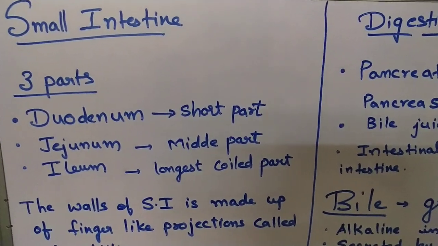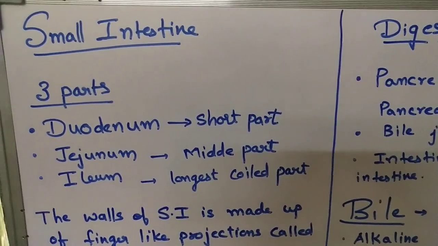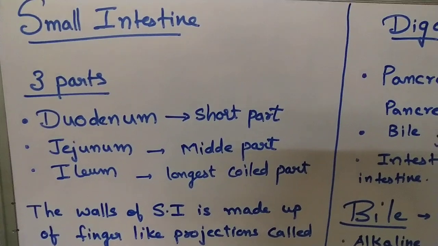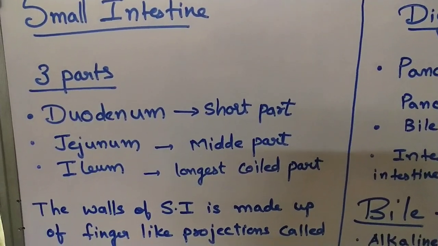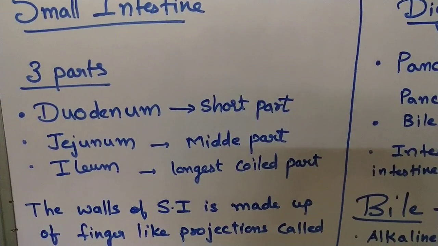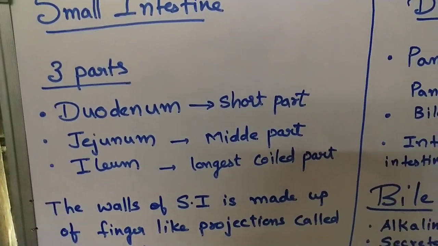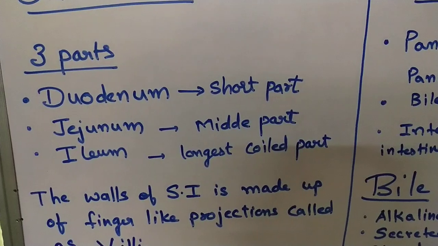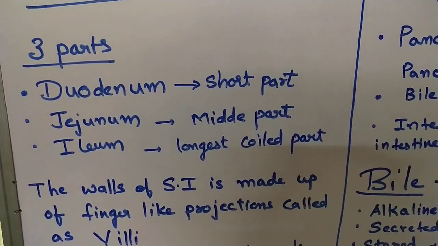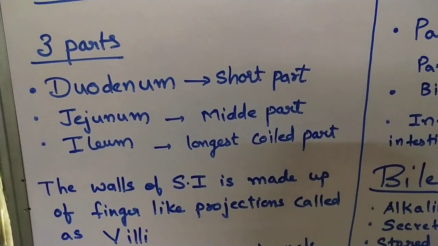Next part of our digestive system is the small intestine. So let us learn something more about the small intestine. The small intestine is made up of 3 parts: duodenum, jejunum and ileum. The duodenum is the shortest part, the jejunum is the middle part and the ileum is the longest part. It is a highly coiled one.